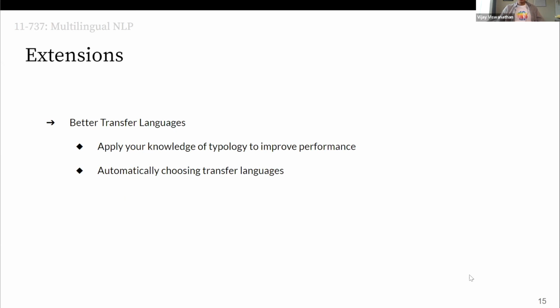We've currently suggested 2 basic transfer languages for both Azerbaijani and Belarusian. But as you might remember from the lecture last week, there's a more structured way you can choose a good transfer language based on your knowledge of typology or based on learned models. We encourage you to try this and see what results you can get.